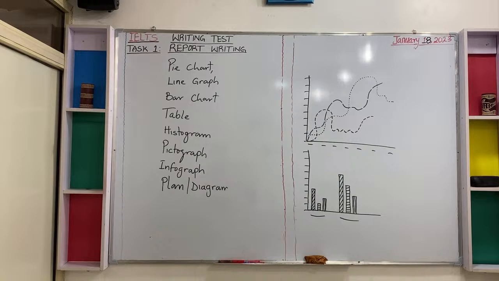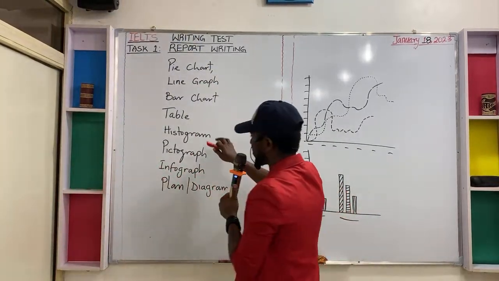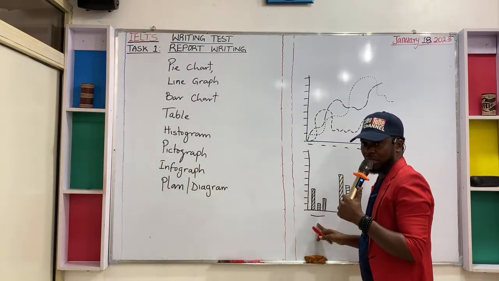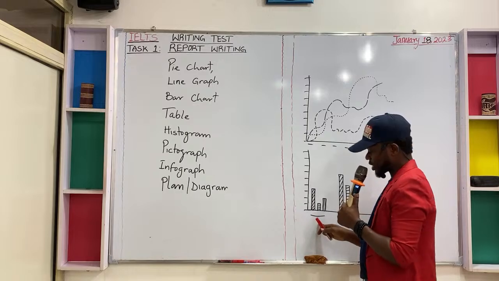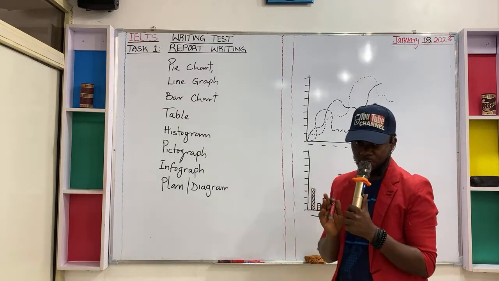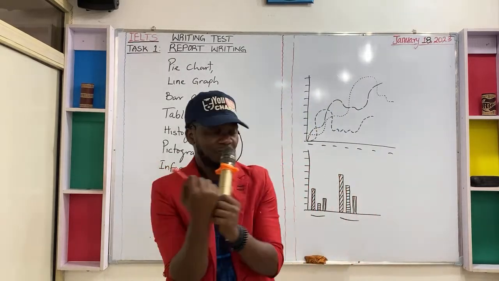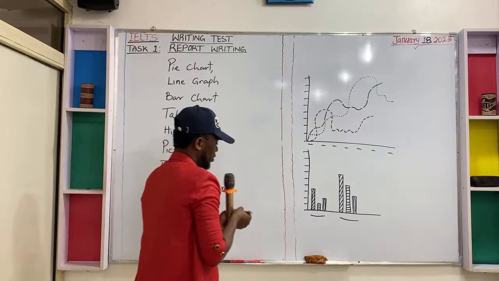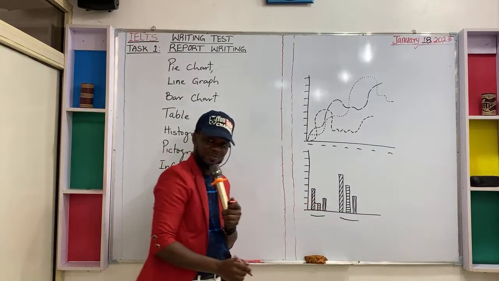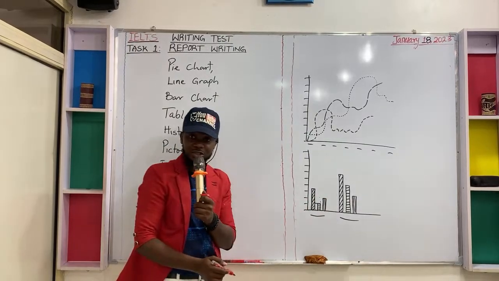Now, you will also observe that there is what we call a histogram. A histogram also looks like this, but there is a difference. The difference is that a histogram links one bar to another. They join together. So if I'm to do a histogram now, this one will begin from this point, then this one will also get to this point. Do you understand the difference?